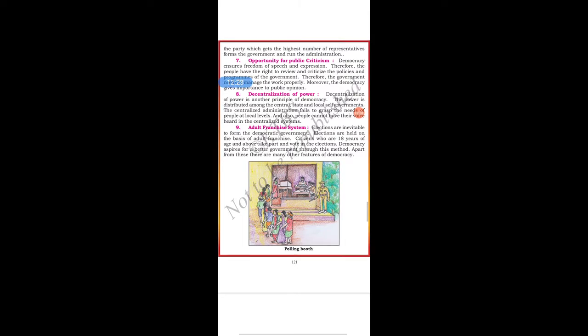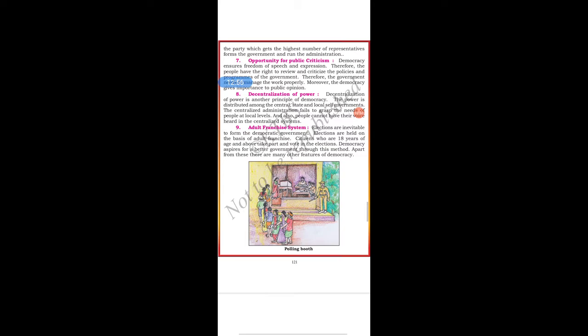So next, we have the opportunity for public criticism. Democracy ensures freedom of speech and expression. Therefore, the people have the right to review and criticize the policies and programs of the government. Therefore, the government needs to manage the work properly. Moreover, democracy gives importance to public opinion.